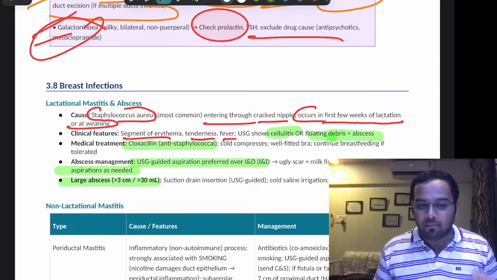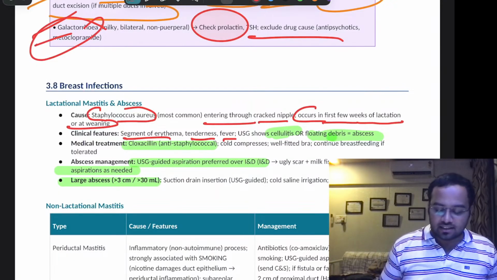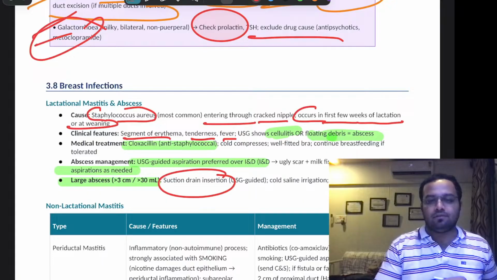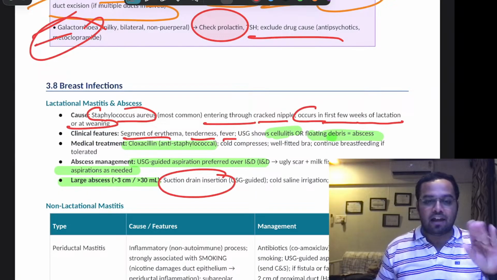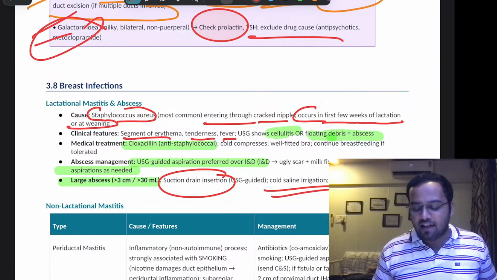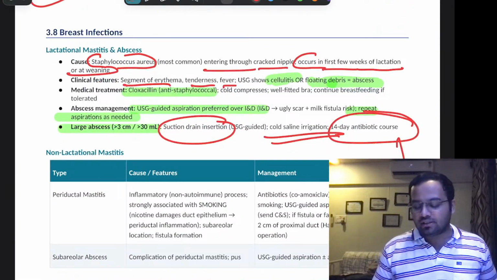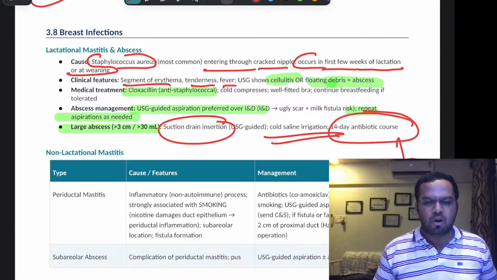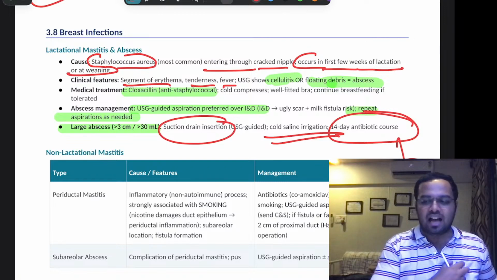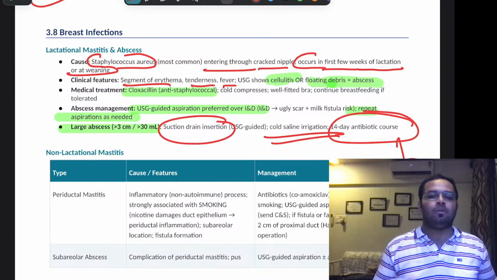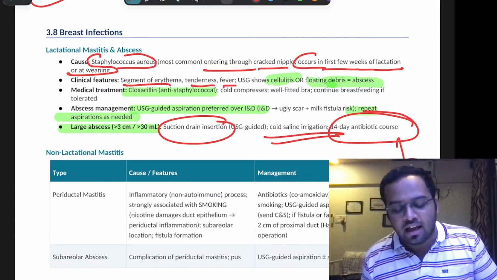Similarly, if it is more than 30 ml, insert a suction drain so that all the fluid is sucked out and the cavity collapses, and irrigate the cavity with a 14-day antibiotic course. If it still does not resolve, then you can go for surgery, but surgery might cause significant morbidity because it is going to cause a big scar. There might be a lot of fibrosis, so later if there is a malignancy, it will not be understood. So what is the ideal thing?